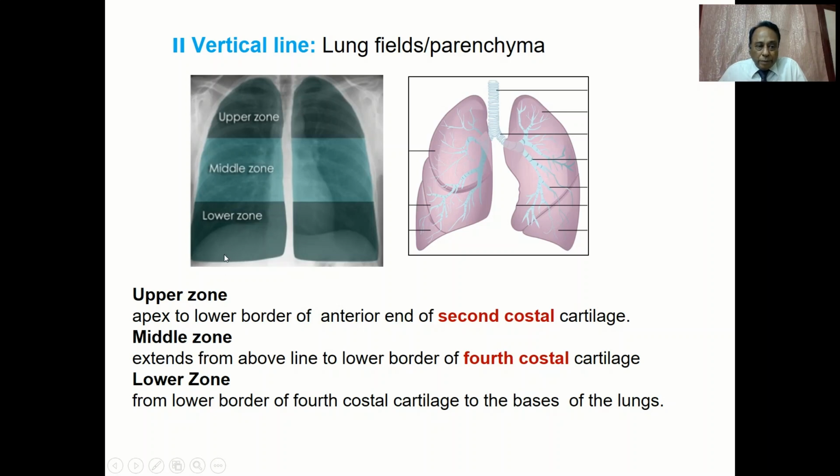The lower zone is the one that extends from the above line up to the fourth costal cartilage, to the base of the lung. So if you see any pathology here, you have to say the pathology, that is the density or opacity or cyst, is sitting in the upper zone. If you see it here, it is the middle zone. You should not say it is a lobe. In X-rays, you always use the word zone: upper zone, mid zone and lower zone.